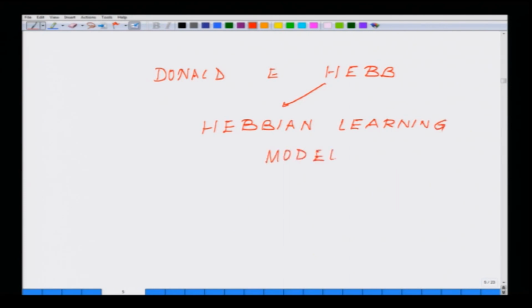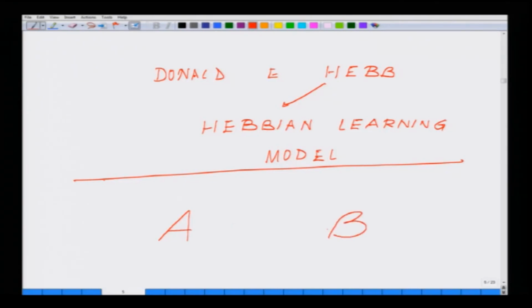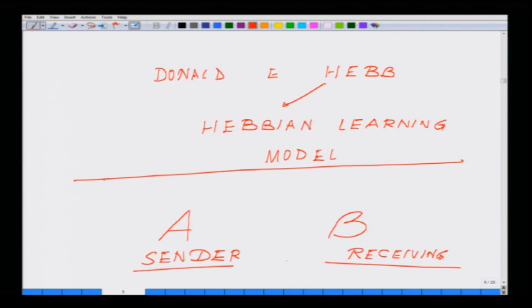A very interesting model. In the present context, it is the first of the learning models, and it essentially said a very interesting thing. Say there is a signal generated by A and there is a receiver of the signal, B. A is the sender of the signal and B is receiving it, and both of them are active at the same point of time. The information is transmitted from A to B.